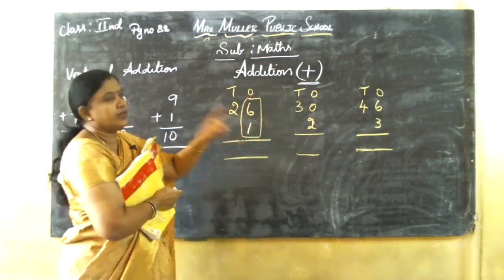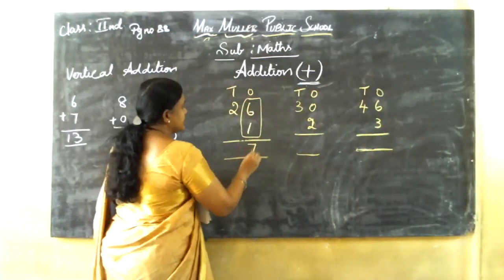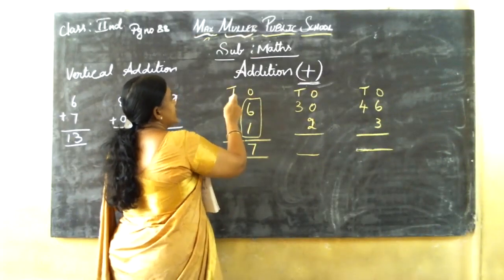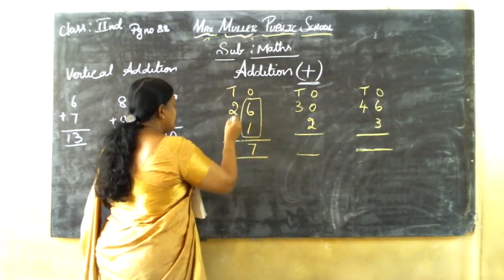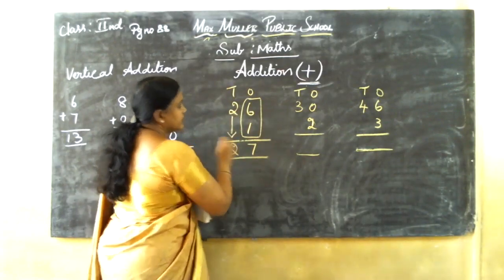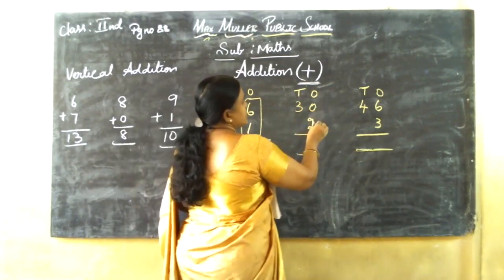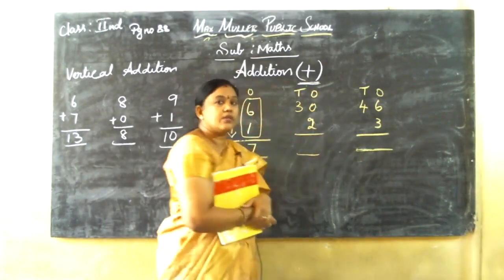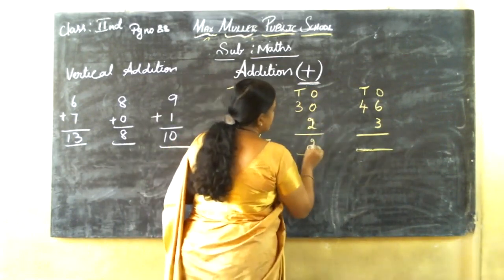6 in the mind, 1 on the finger. After 6, what will come? 7. 7 is here. See, in the tens column, 2 is there here, no number. So, what you will do? Directly you write 2. 27. See here, 0 plus 2, what will come? Same number will come. 0 plus 2 is 2.